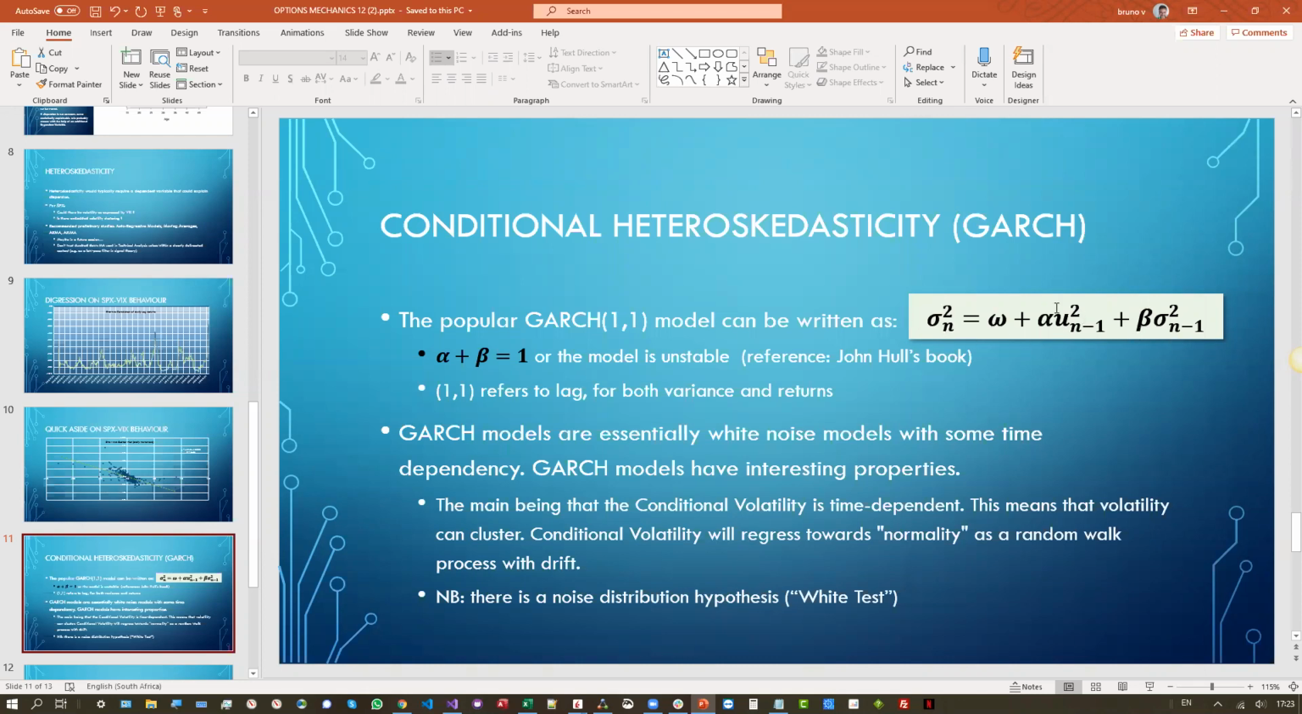I know some people tend to run away when they see an equation, but this is not so bad. It's just variance explained by past variance. In GARCH(1,1), it's going to be n minus 1, so just the previous value, and the returns, and omega is a drift. Let's forget about omega right now. Basically, we're trying to explain current volatility by past volatility and past returns.